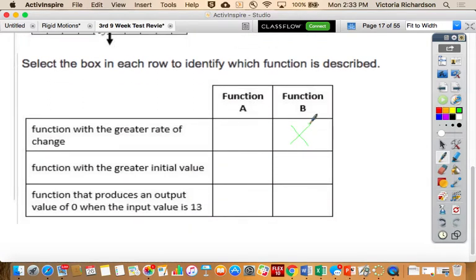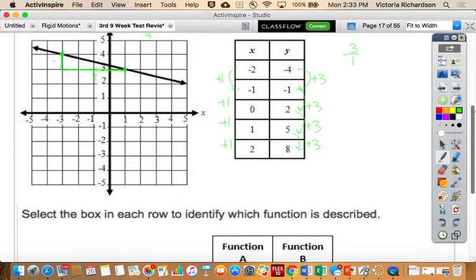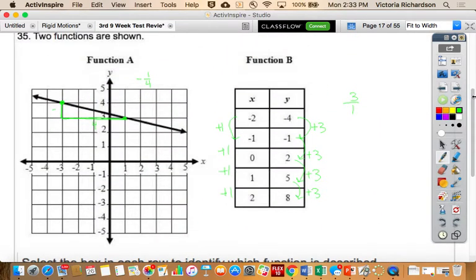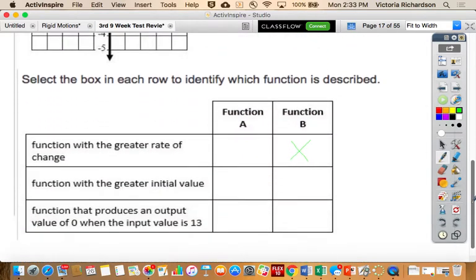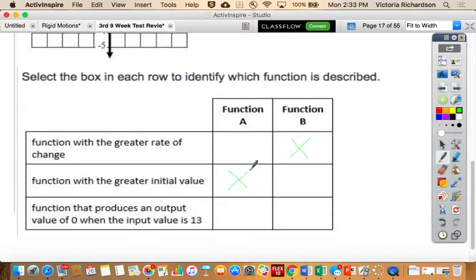The function with the greater initial value. The initial value is where x equals 0, or where it crosses the y-axis. So in this case, here, that is at 3.25, or 3 1/4. And here, that is at 2. So 3.25 is greater than 2. So in this case, function A has the greater initial value.